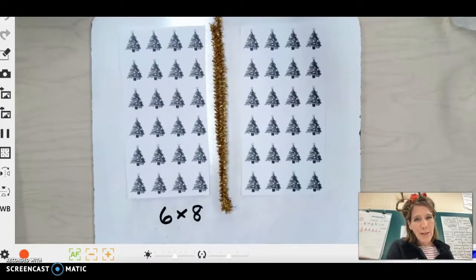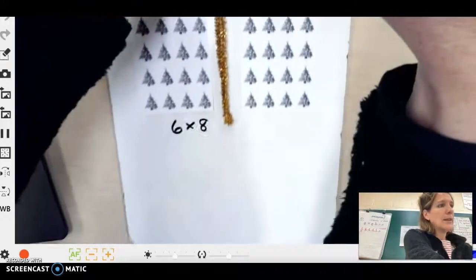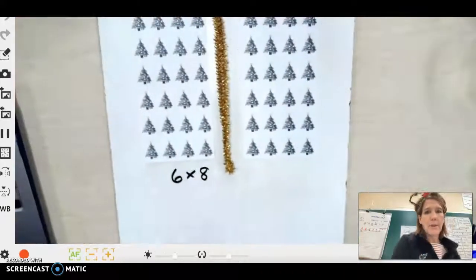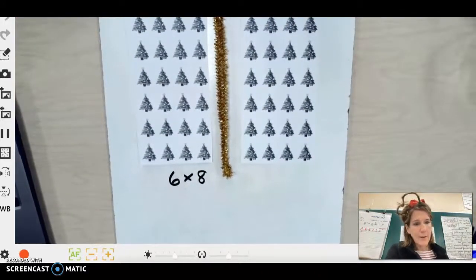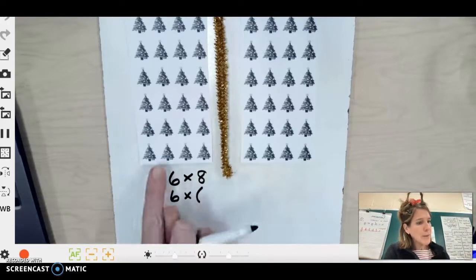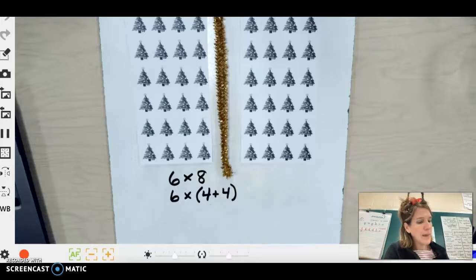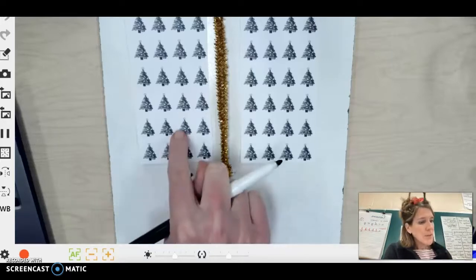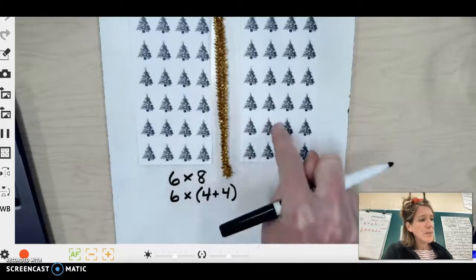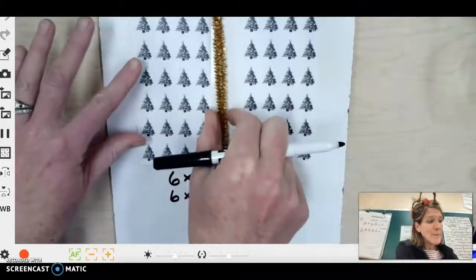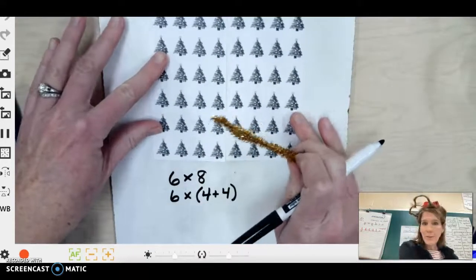So this is how we would write it. Sometimes it's the way that we are writing it that gets confusing. Let's see if you can see better. Okay, ready? 6 times, and I broke my 8 into 2 pieces. I broke it into 4 plus 4, because 4 plus 4 is equal to 8. So this array is 6 times 4, and this array is 6 times 4. And if I add them together, I have my big array, right?